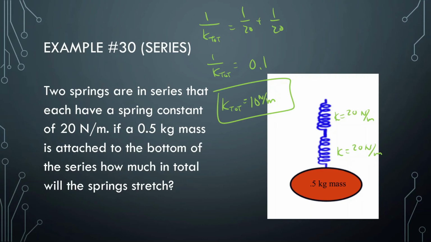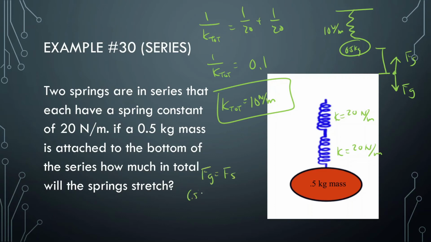So these two springs in series like this is the same as the K total being equal to 10 Newton per meter. And if we have a 0.5 kilogram object, we want to know how much it will stretch the spring. So we're going to try to find that equilibrium position. And remember that at equilibrium position, force of gravity is equal to force of the spring. So let's figure this out. Force of gravity equal to force of spring. Force of gravity is 0.5 times 10. Force of spring is going to be equal to K total, which is 10, times x. And let's find this. It's going to be 5 divided by 10, 0.5 meters.